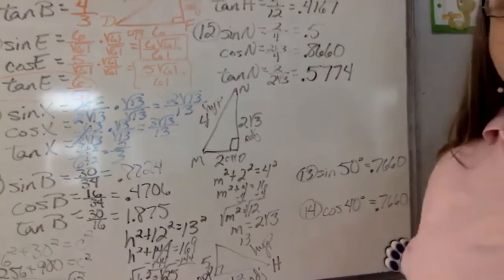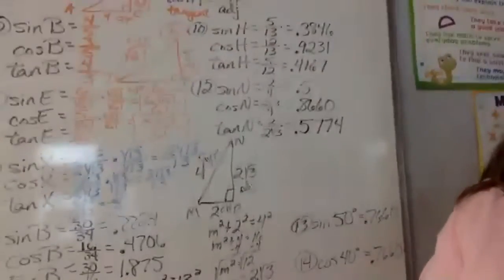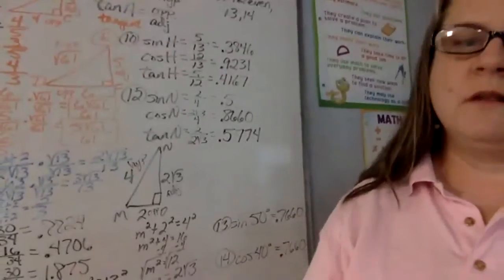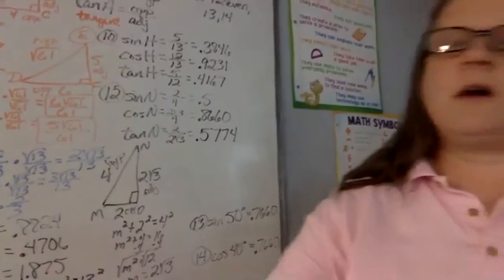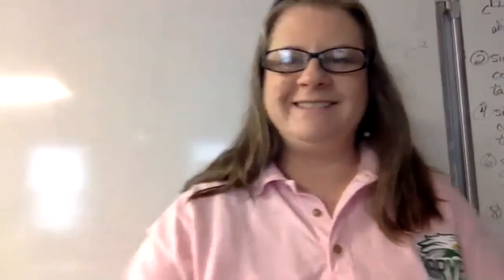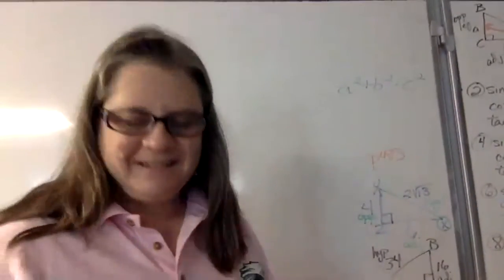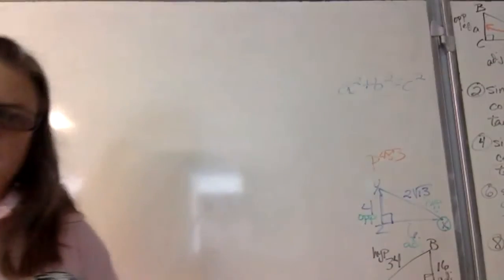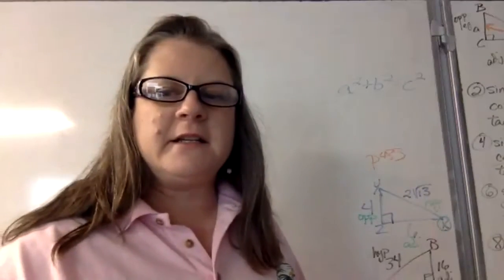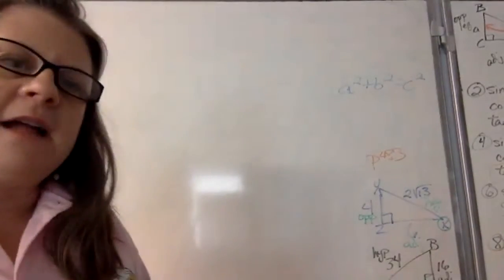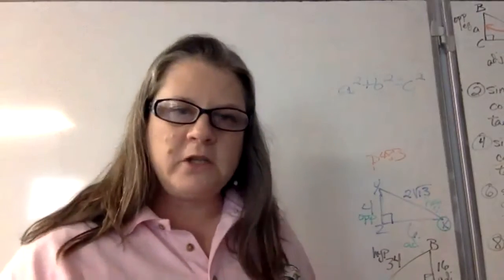Now, trigonometric ratios. Can everybody tell me what 2 sides you use for sine? Opposite and hypotenuse. Thank you. What do you use for cosine? Adjacent and hypotenuse. And tangent is opposite and adjacent. Okay, that's the main thing, that you know what the ratios are.